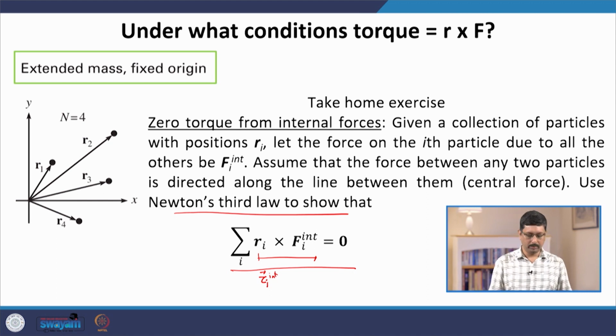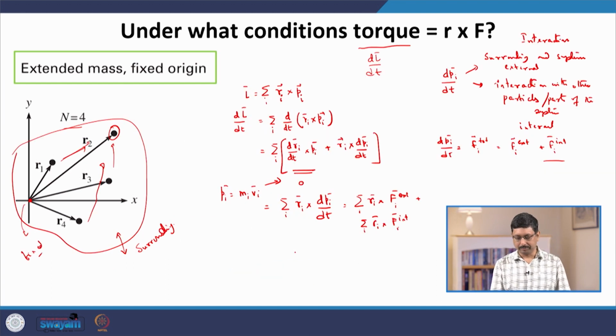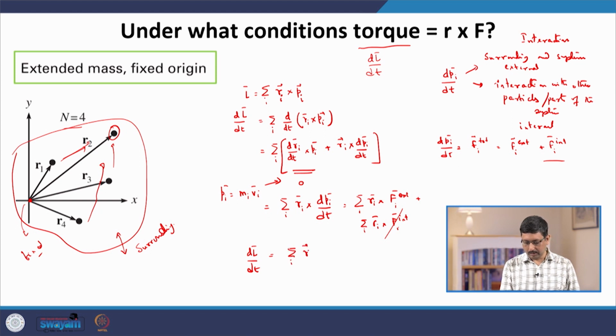It is easy to show, so I will give a hint. The force on 1 by 2 is equal to minus the force on 2 by 1. It is a consequence of this fact. So, you take this and work it out in detail yourself and convince yourself that this term is going to be 0. Then our dL/dt is going to be the sum over i of r_i cross F_i external only. That means the sum over i of tau_i external.